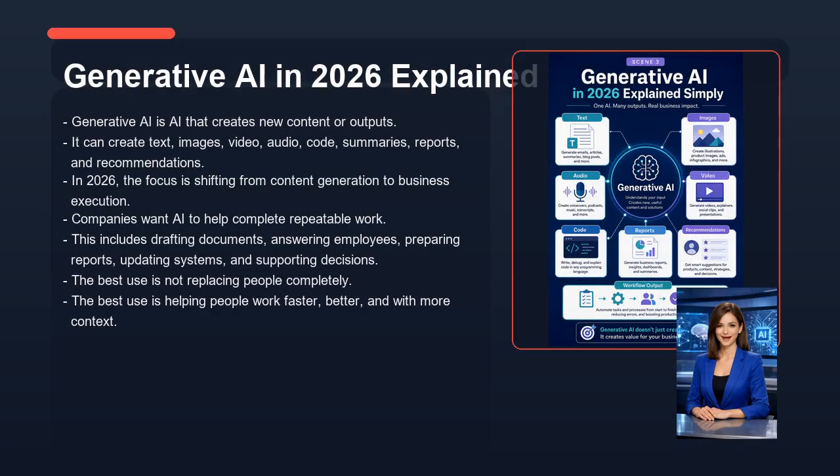Now let's look at generative AI in 2026 explained simply. Generative AI is AI that creates new content or outputs. It can create text, images, video, audio, code, summaries, reports, and recommendations. In 2026, the focus is shifting from content generation to business execution. Companies want AI to help complete repeatable work. This includes drafting documents, answering employees, preparing reports, updating systems, and supporting decisions. The best use is not replacing people completely. The best use is helping people work faster, better, and with more context.